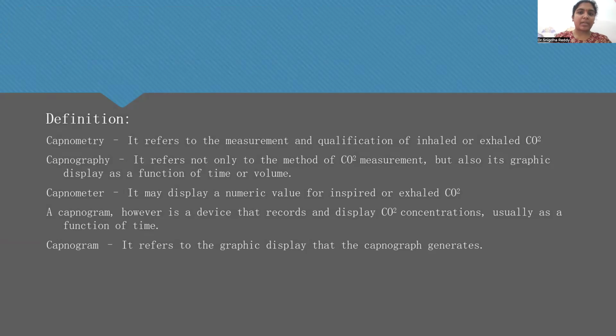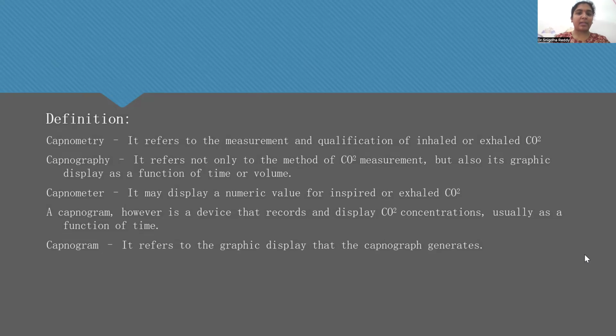Capnometry means measurement. Capnography is a method. It's not only a method of carbon dioxide measurement, but also its graphic display as a function of time or volume. Like that, there are two types: time and volume capnography.